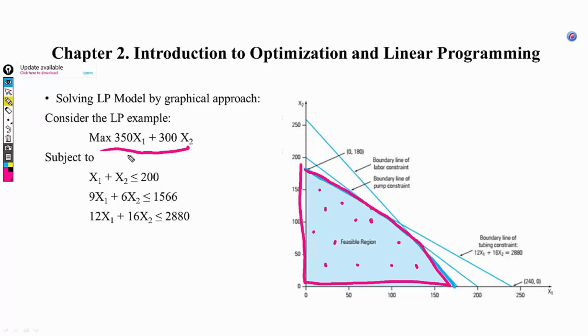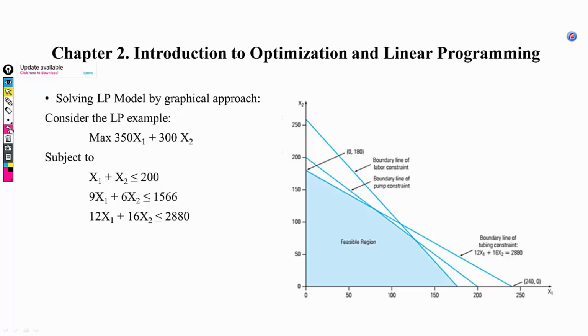Level curves is an easy method where we increase the objective function by a value until we get to a point from which we cannot increase the objective function. Let's say we start off with a value, let's say 35,000. Let's say the objective function is equal to 35,000.